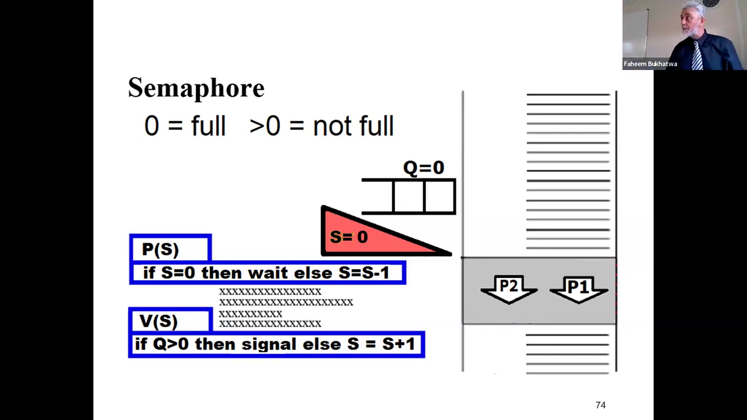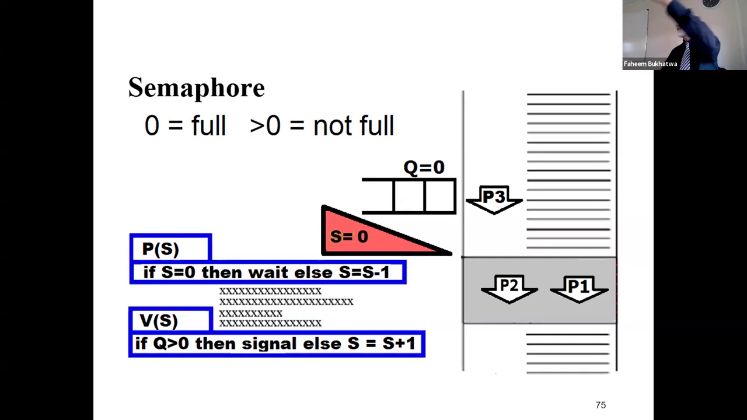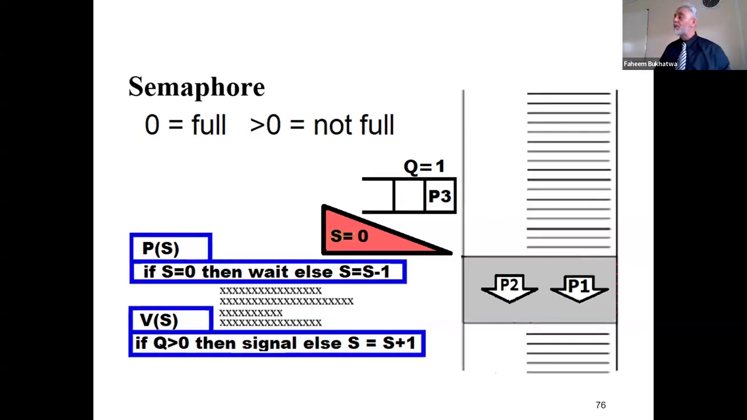Now, if another process comes in, it has to wait. It's like you going into the hotel and you look at the reception and say, sorry, we have no keys. Look, all our rooms are gone. You'll have to wait. So this guy's sitting, waiting in reception, in a queue. See, P3 is sitting there now, and the number of users in the queue is 1. So we have somebody waiting.